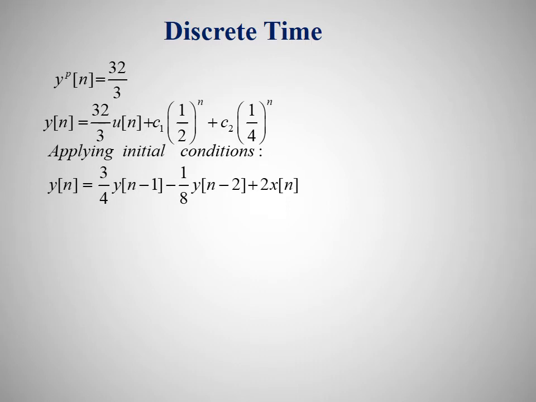Let us apply the initial conditions to the expression y of n is equal to 3 by 4 y of n minus 1 minus 1 by 8 y of n minus 2 plus 2 into x of n. y of 0 is equal to 3 by 4 into 1 minus 1 by 8 into minus 1 plus 2 into 2, which gives us 39 by 8, because y of minus 1 is 1 and y of minus 2 is minus 1. Thus we get the value as 39 by 8.